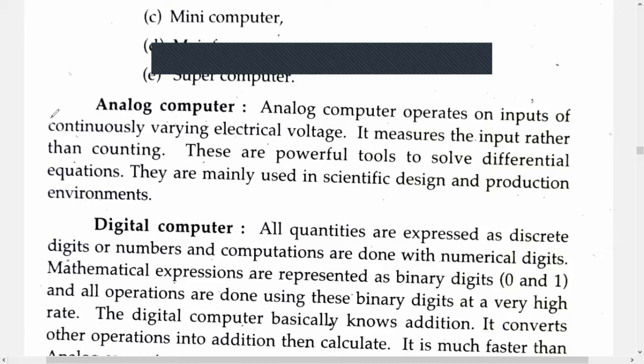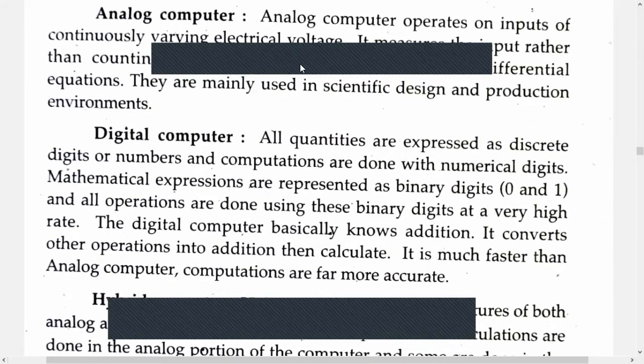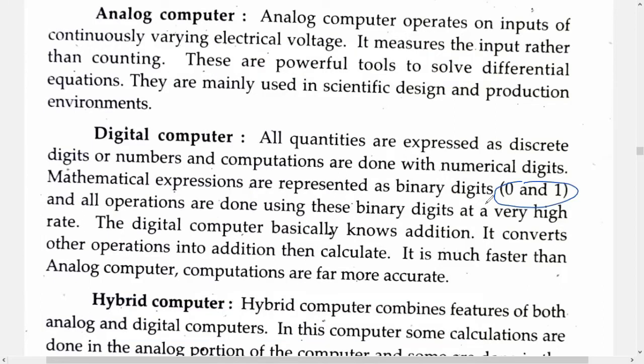Digital computers are those where the data input can be in terms of digits, as I said, binary digits, 0 and 1. We have binary coding also. The digital computer basically knows addition. Even multiplication or subtraction, it converts into addition and then it calculates. So computers go on a formula base, an instruction base. However, man can be creative to do simple calculations. Right? However, a computer has its own instruction number.